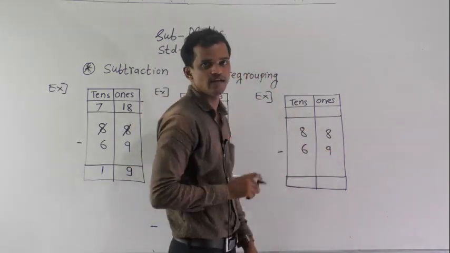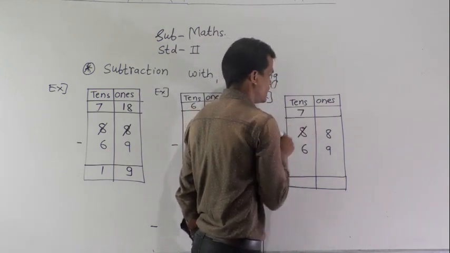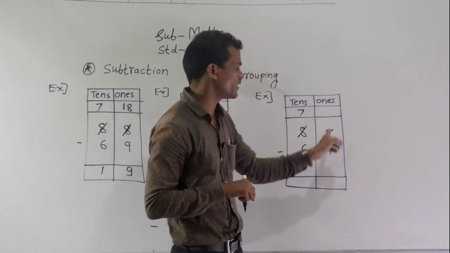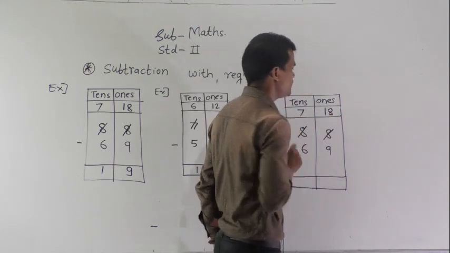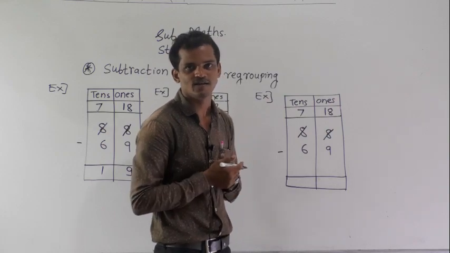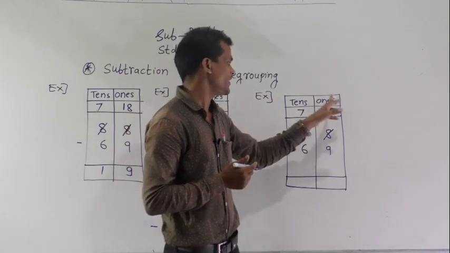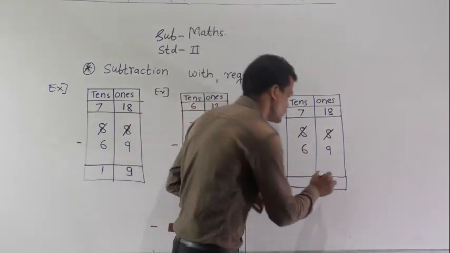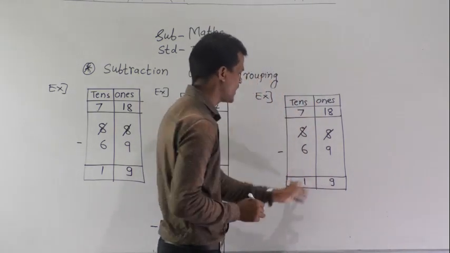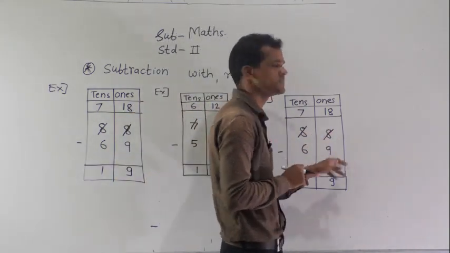Next, 88 minus 69. 8 minus 9 is not possible. So regroup this 8 tens into 7 tens and 10 ones, and add the 10 ones to the 8 ones, and we get 18 ones. Now it is possible: 18 minus 9, 9 twos are 18. If we add 2 times 9 then we get 18. So 18 minus 9 is equal to 9. Write 9 here, and 7 minus 6 is 1. So 19 is the difference between 88 and 69.